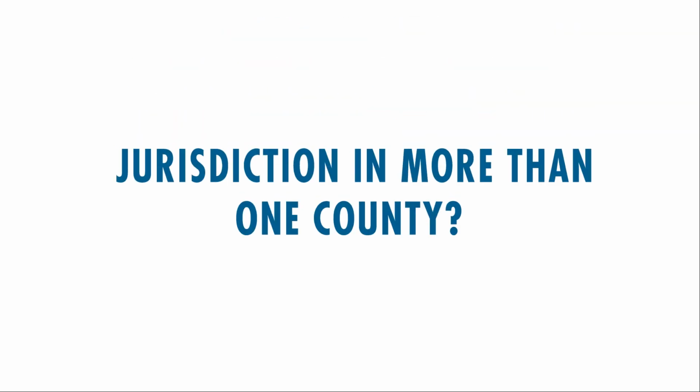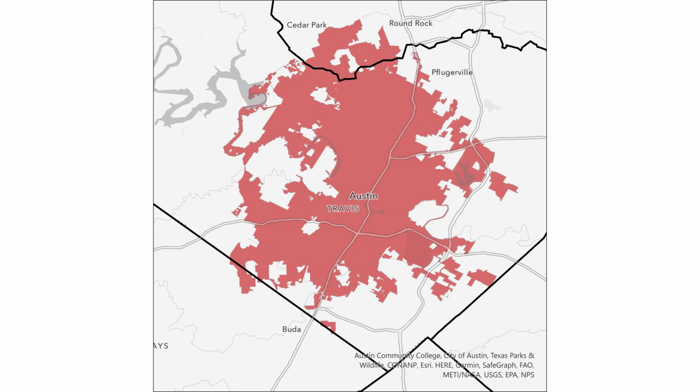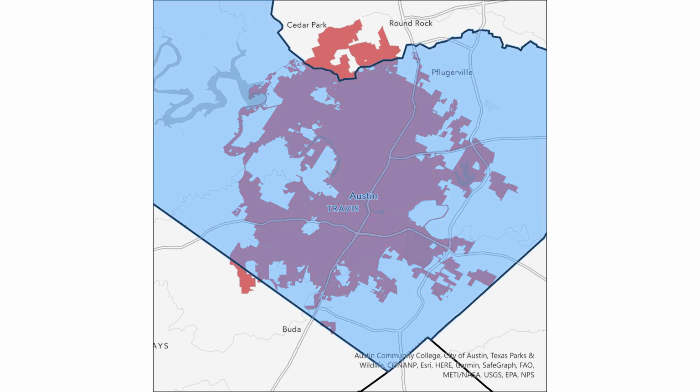What if you encounter a jurisdiction located in multiple counties? If so, pick the county that covers the largest amount of the jurisdiction. In this example, Austin, Texas overlaps Travis, Williamson, and Hayes counties, but the majority of Austin is in Travis County. Therefore, the correct county selection is Travis County.